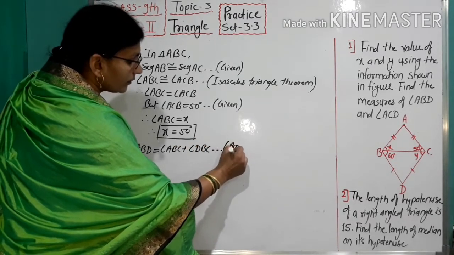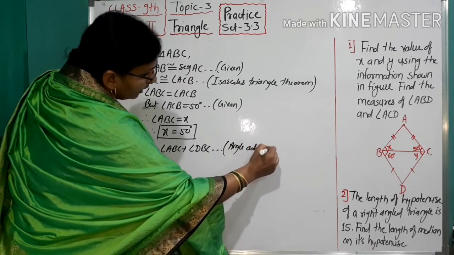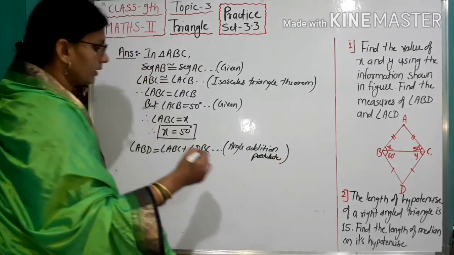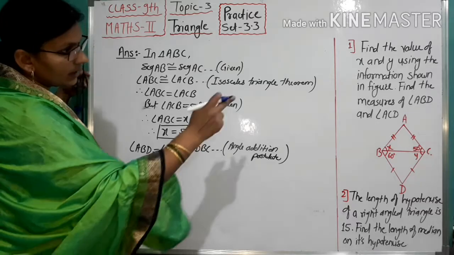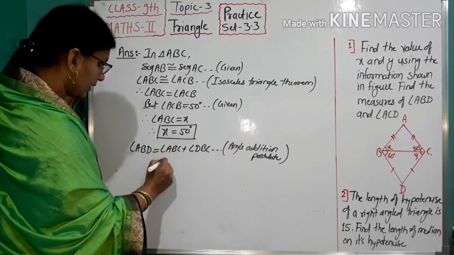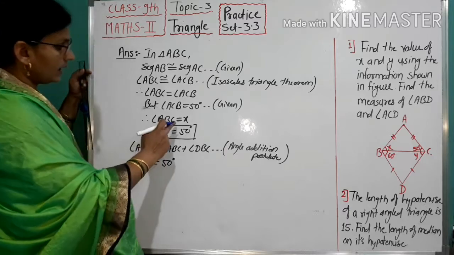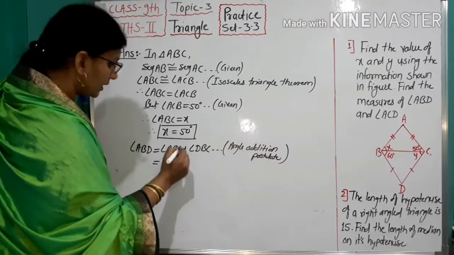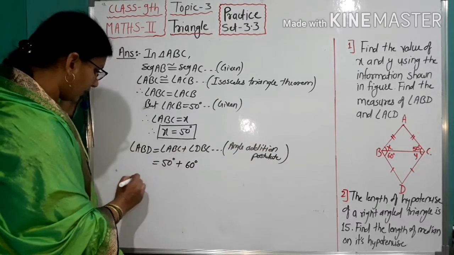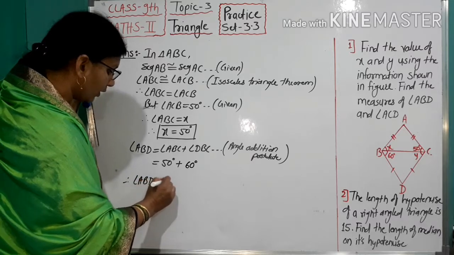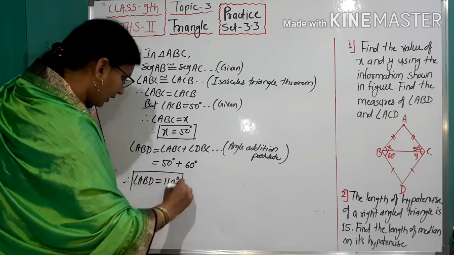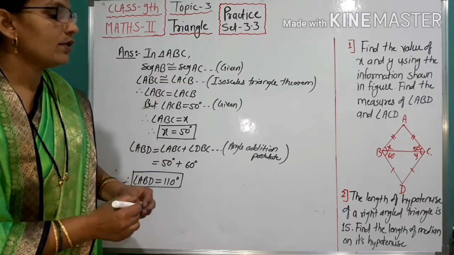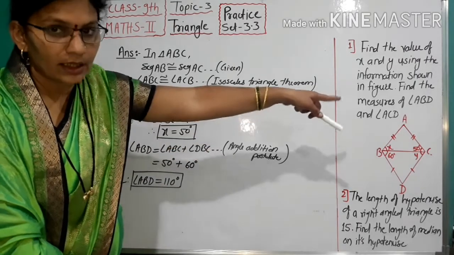Reason: angle addition postulate. Therefore, angle ABC is 50 degrees, x equals 50 degrees, plus from the figure angle DBC is 60 degrees, and therefore angle ABD equals 110. Similarly, we find the value of y and then the value of angle ACD.